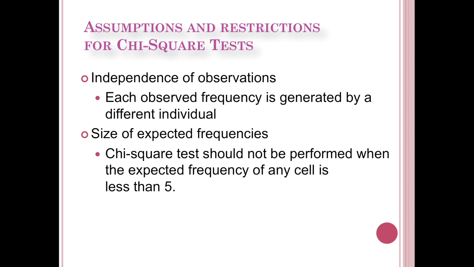Okay. Some of the assumptions: each observed frequency is generated by a different individual. And you really shouldn't be running a chi-square if you expect to have any frequency of any cell less than 5. So this is best worked with larger numbers, larger sample sizes.